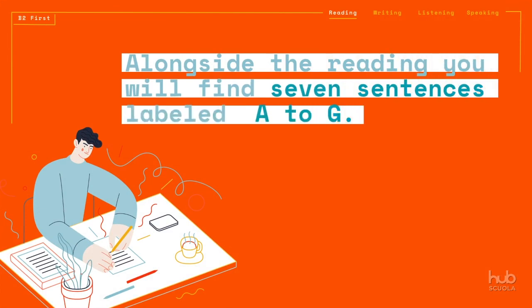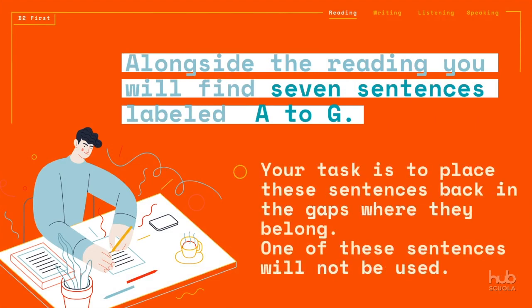Alongside the reading, you will find 7 sentences labelled A to G. Your task is to place these sentences back in the gaps where they belong. One of these sentences, however, will not belong in the text and will not be used.